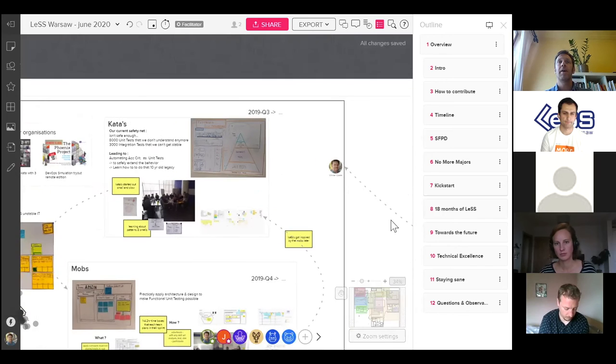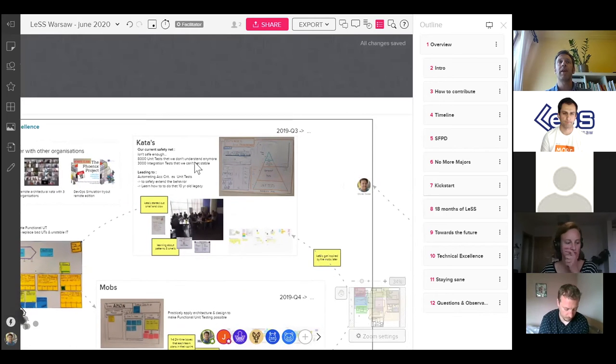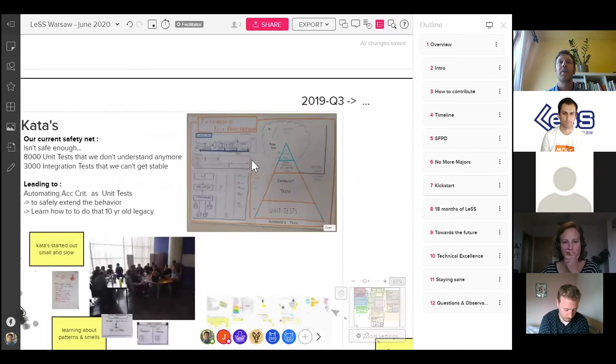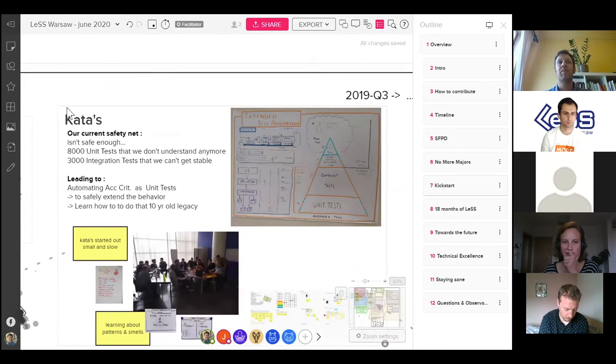So we found out, looking at our safety net, that we have 8,000 unit tests and 3,000 integration tests, but the unit tests we don't understand. And the integration tests sometimes fail, sometimes succeed, but they're not stable. They don't give us stable feedback.